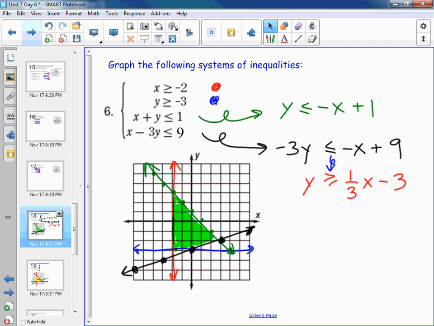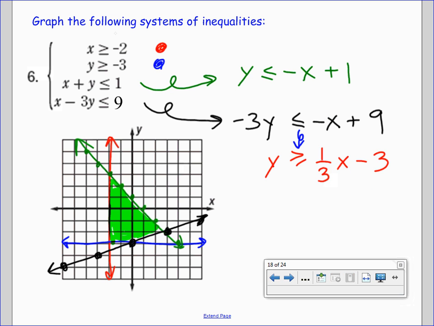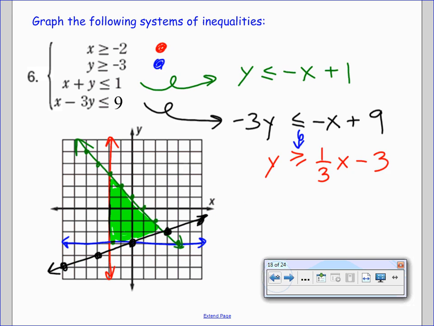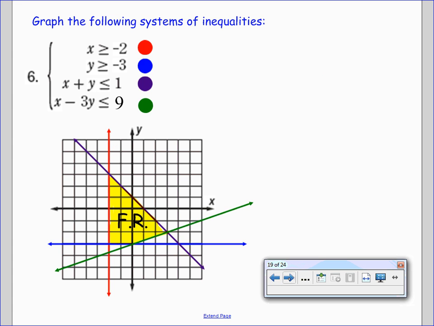All right. We ready to take the answers? We ready to check? Bam! FR. FR, what does that bar stand for? Feasible region. Feasible region. Thank you for keeping it school appropriate. I appreciate that, Emily.